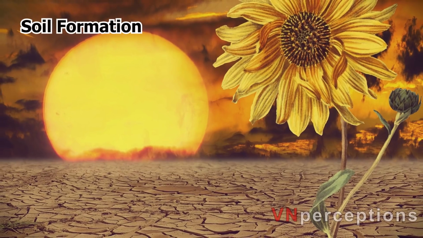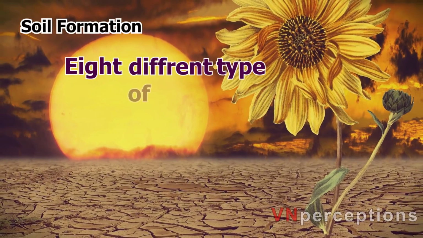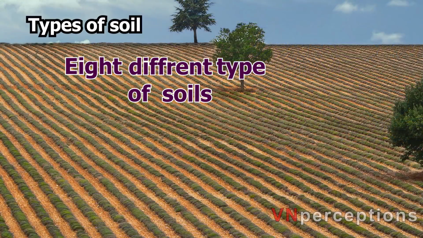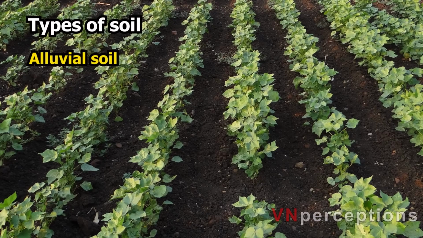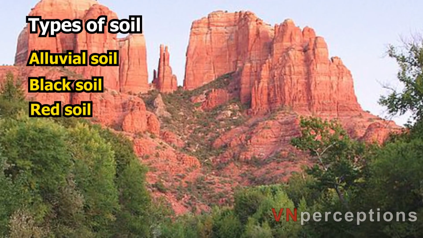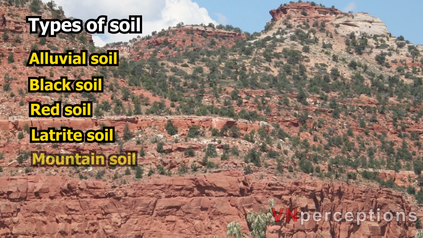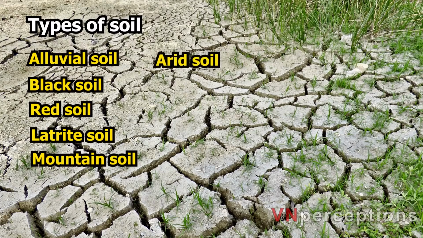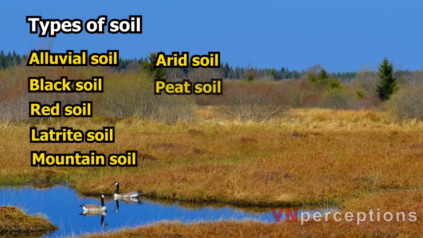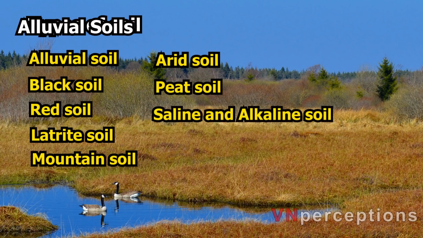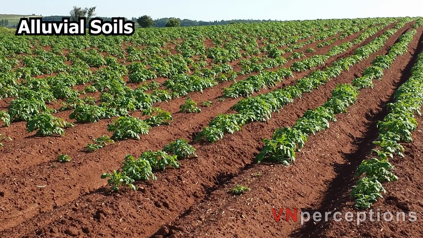In this video, we are going to learn about 8 different types of soils, and they are alluvial soil, black soil, red soil, laterite soil, mountain soil, arid soil, peat soil, saline and alkaline soil. To begin with, alluvial soil.